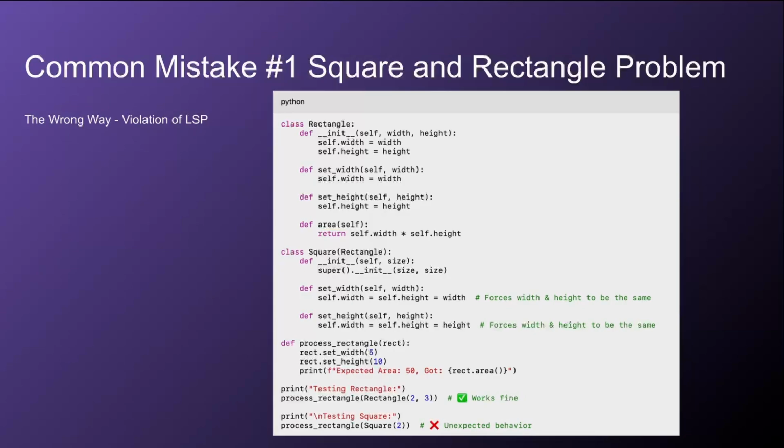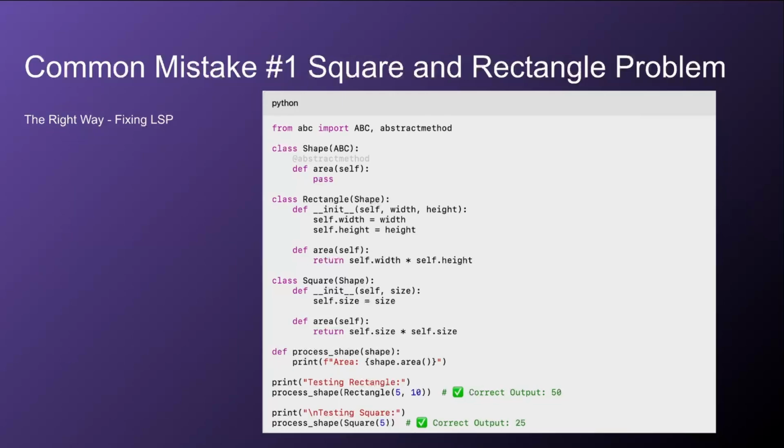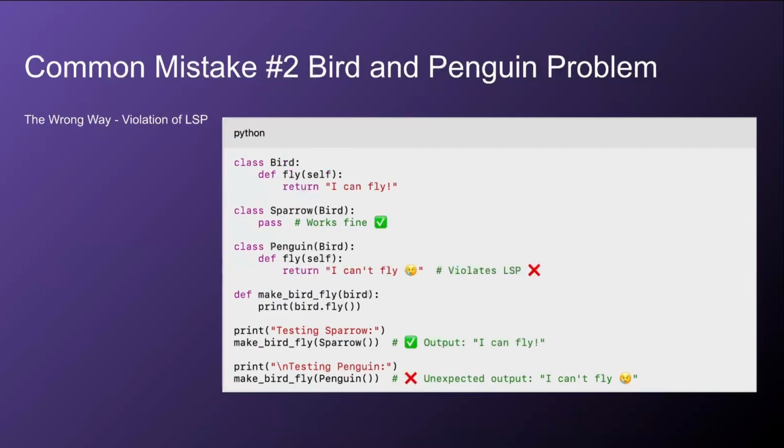Okay, it should work. So that was the mistake there. Now let's take a look at another example, this time the bird and penguin problem. So here what I am doing, I have created a bird class, and I thought that since a bird flies, let's create a fly method here, and it is returning "I can fly".